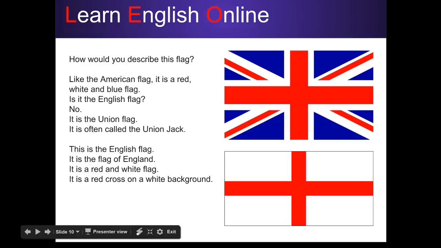It's a red cross on a white background. So the background is the colour at the back, and the red cross breaks up the colour, and that becomes the background. A red cross on a white background.